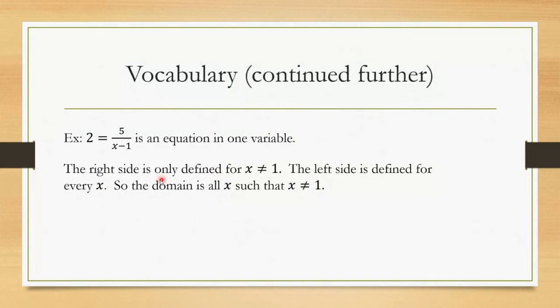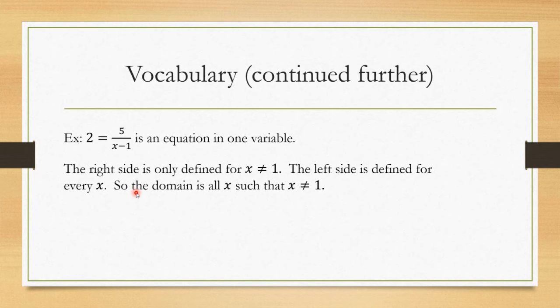In the book, they'll probably use fancy set notation to state the domain. But again, I'm not going to use fancy set notation. So if I ask for the domain, you could just write it out in words. You can write all numbers except 1. So hopefully that makes sense.